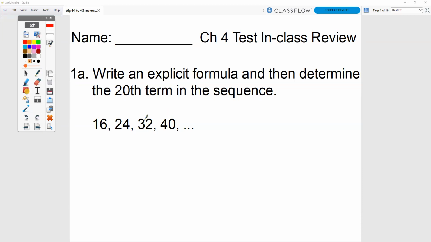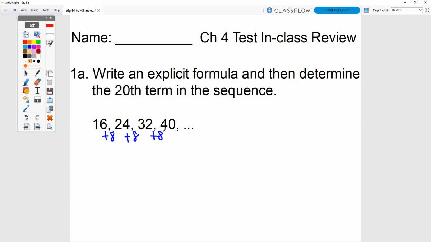40 minus 32 is 8. 32 minus 24 is 8. 24 minus 16 is 8. If you're trying to figure out if it's a geometric sequence, you want to divide the numbers going backwards. 40 divided by 32, and then 32 divided by 24, 24 divided by 16. Well, you're not doing that. You're really adding by 8 each time, because when you subtract, you're subtracting by 8 each time. So what we're really doing here is adding by 8, adding by 8, adding by 8.